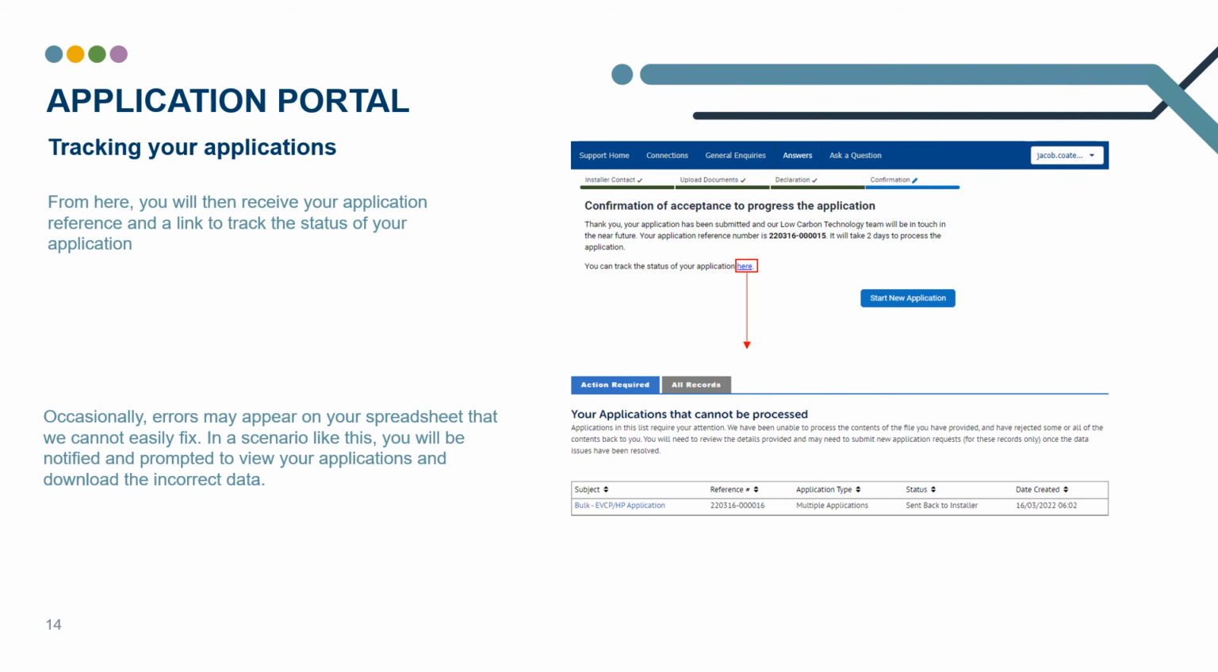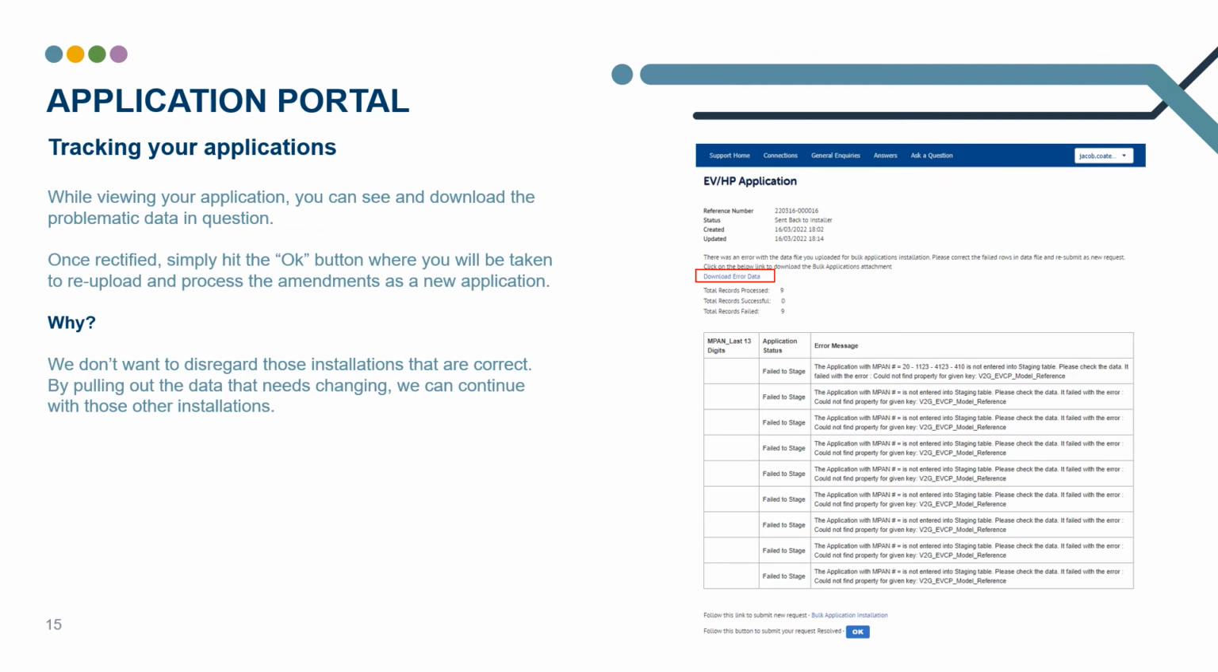Occasionally, there may be errors on your spreadsheet that we can't easily fix. If this were to happen to you, you will be notified and prompted to view your applications and download only the incorrect data. While viewing your application, you can see and download the problematic data in question. And once rectified, simply hit the OK button where you'll be taken to re-upload and process the amendments as a new application.